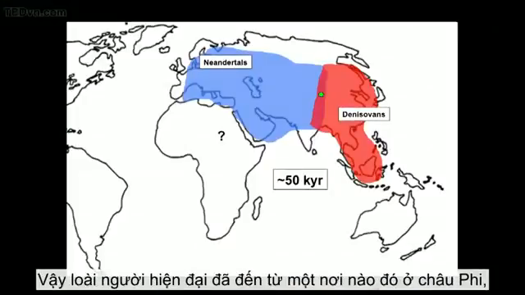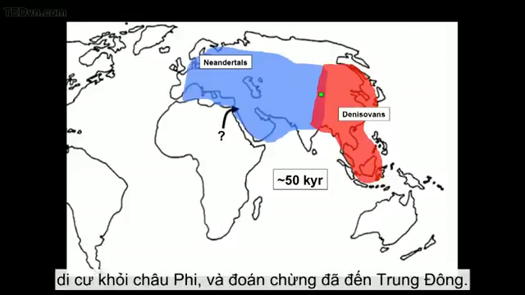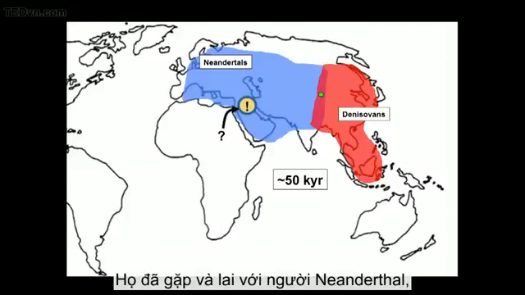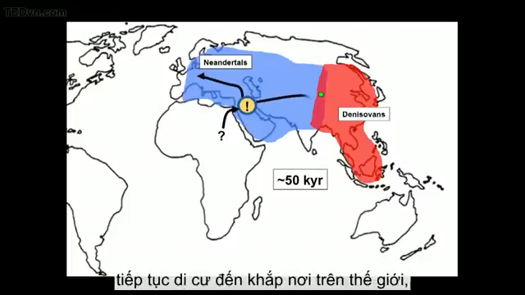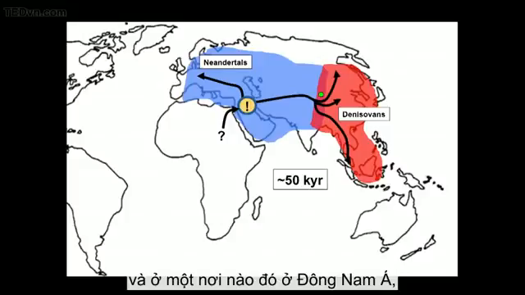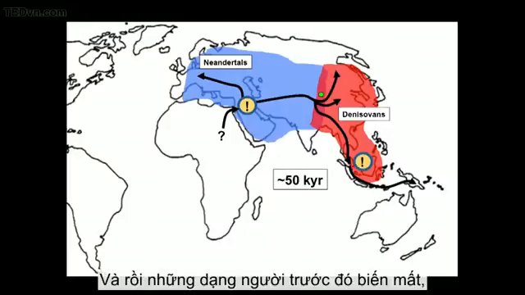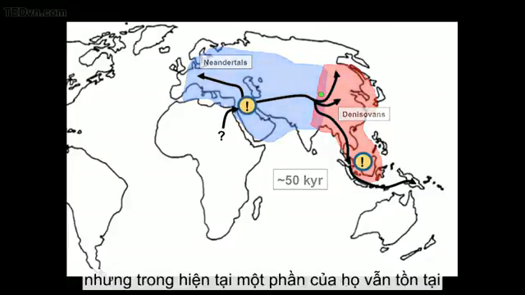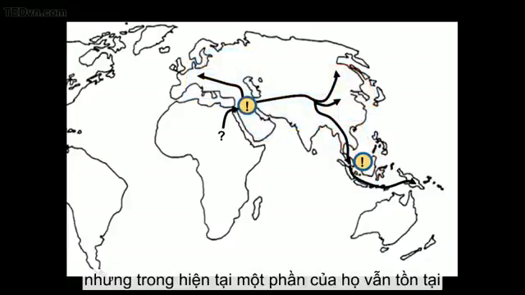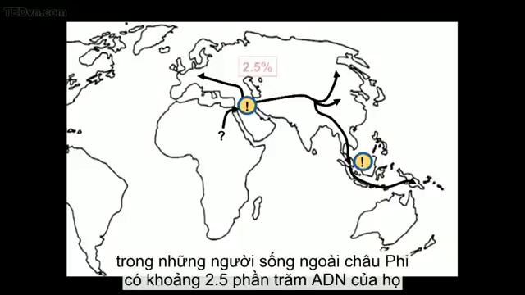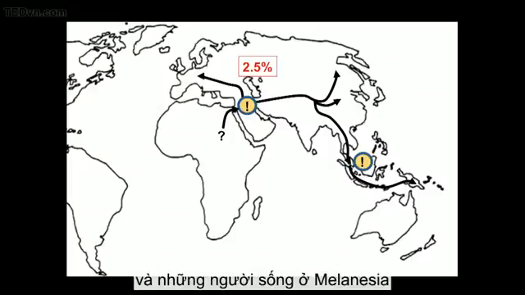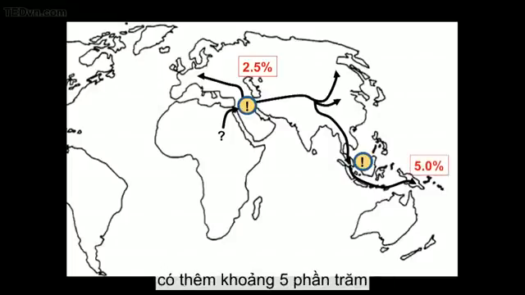Then modern humans emerge somewhere in Africa, come out of Africa, presumably in the Middle East. They meet Neanderthals, mix with them, continue to spread over the world, and somewhere in Southeast Asia they meet Denisovans, mix with them, and continue on out into the Pacific. And then these earlier forms of humans disappear, but they live on a little bit today in some of us, in that people outside Africa have 2.5% of their DNA from Neanderthals, and people in Melanesia actually have an additional 5% approximately from the Denisovans.